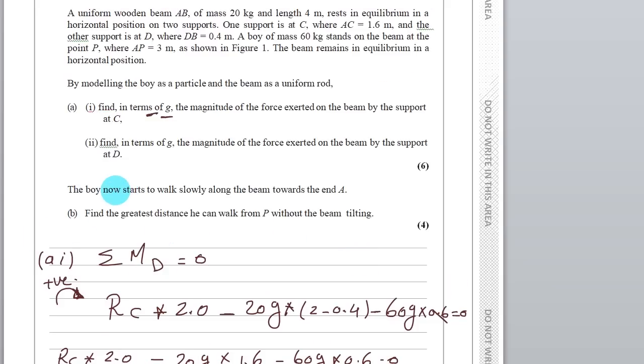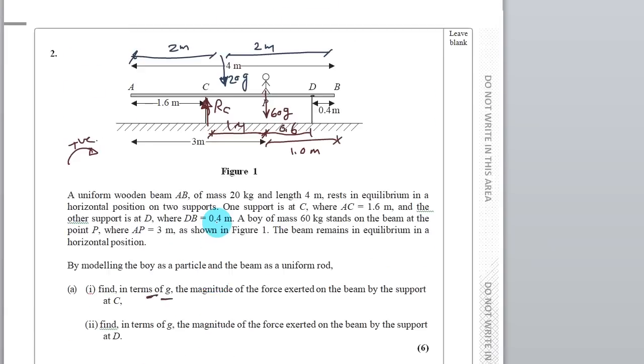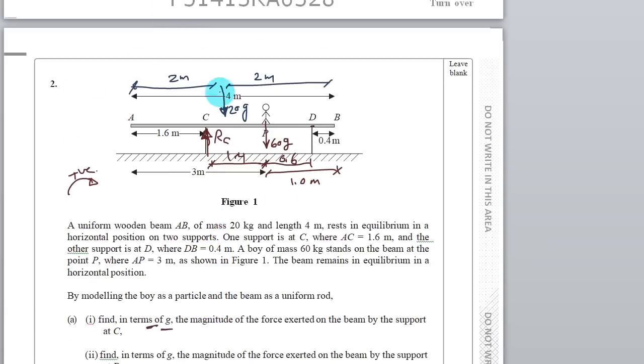The boy now starts to walk slowly along the beam toward the end A. Find the greatest distance he can walk from B without the beam tilting. So now the new location, let us draw the new location of the boy. The boy will move until he reaches here. Okay. Now we need the maximum distance from B.